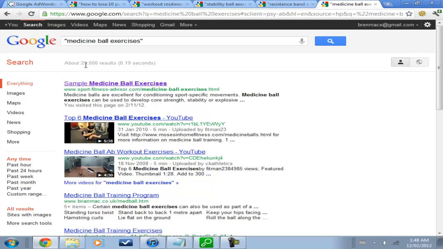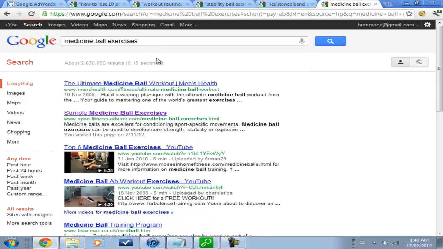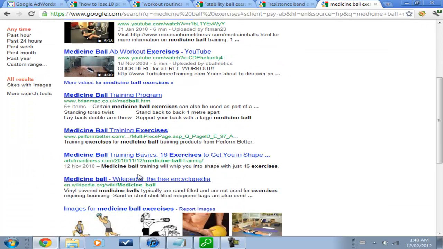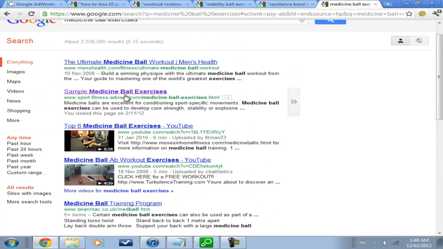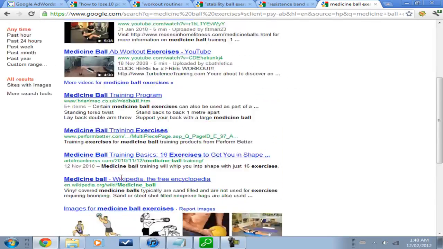So the next line of work. Let's say medicine ball exercises. So far that's the one that's looking the most promising. So what I do is I take a look at the top 10 now, because if I go for this keyword, or a keyword in general, I want to believe that I can get onto the first page of Google for that keyword.